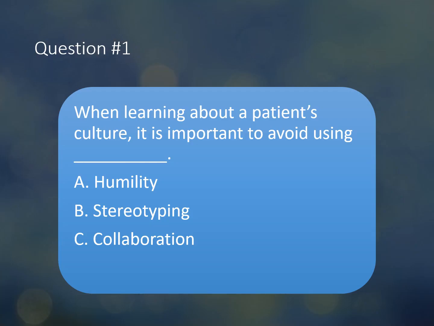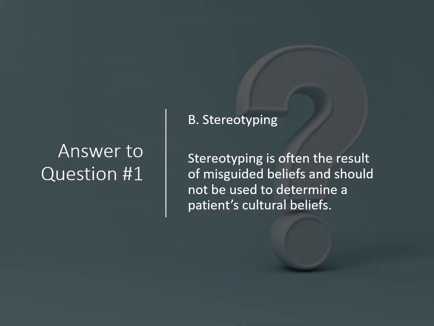This question asks, when learning about a patient's culture, it is important to avoid using A, humility, B, stereotyping, or C, collaboration. The answer is B, stereotyping. Stereotyping is often the result of misguided beliefs and should not be used to determine a patient's beliefs.